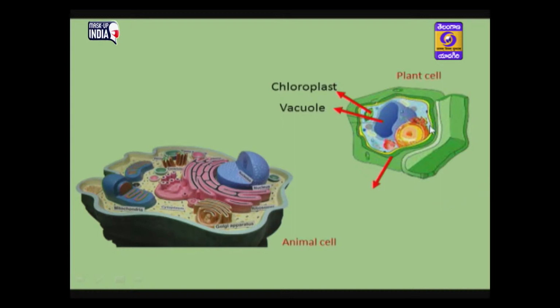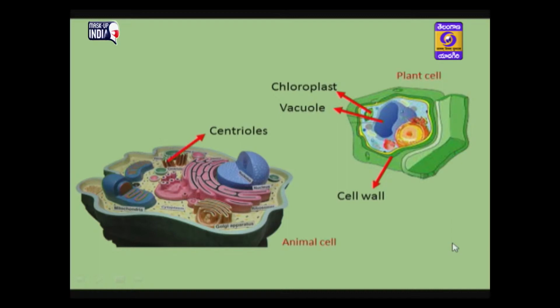And observe here, in the plant cell, the outermost layer of the cell is the cell membrane, you know that, and in the plant cell one more membrane covers this cell membrane. It is called the cell wall. This cell wall is not seen in the animal cell. In the animal cell there are centrioles, but in the plant cell centrioles are not there.